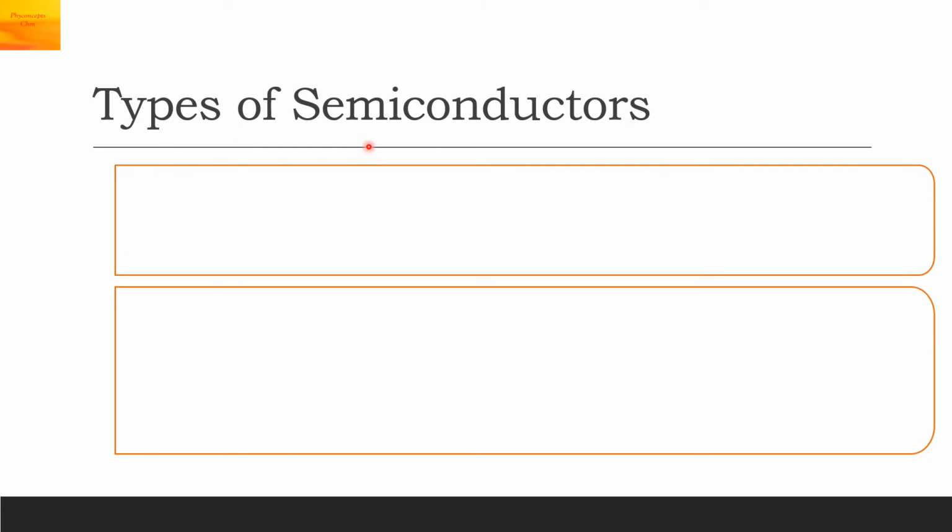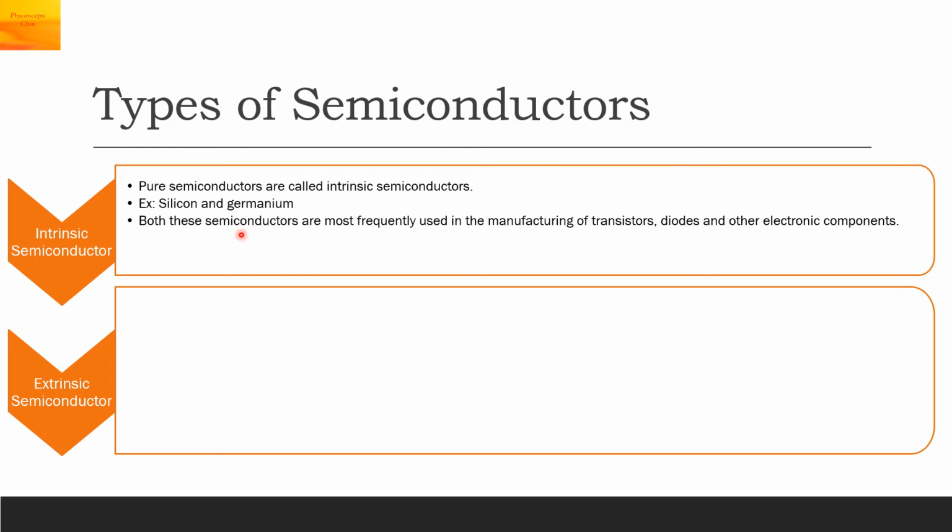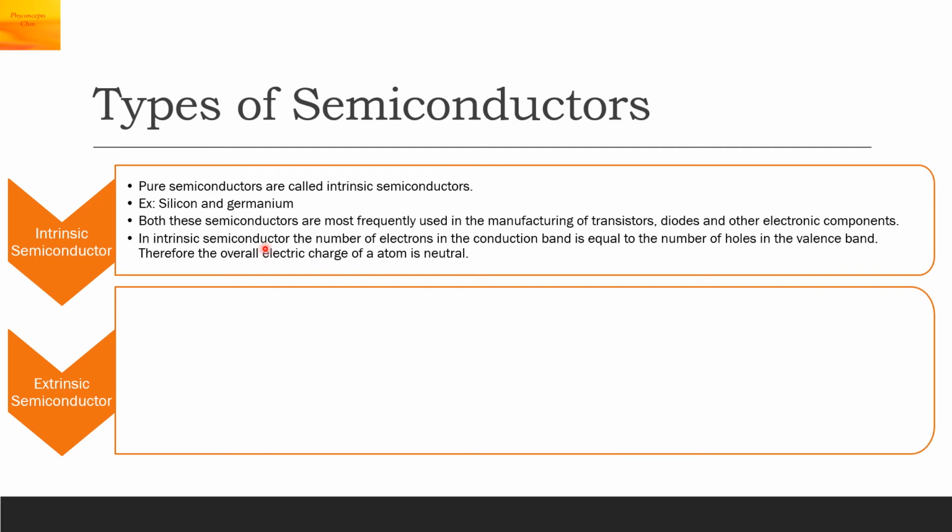Types of semiconductors. There are 2 types of semiconductor. One is the intrinsic semiconductor. Second is the extrinsic semiconductor. Intrinsic semiconductor. These are pure semiconductors. Example: silicon, germanium. Both these semiconductors are most frequently used in the manufacturing of transistors, diodes, and other electronic components. The number of electrons in the conduction band is equal to the number of holes in the valence band.